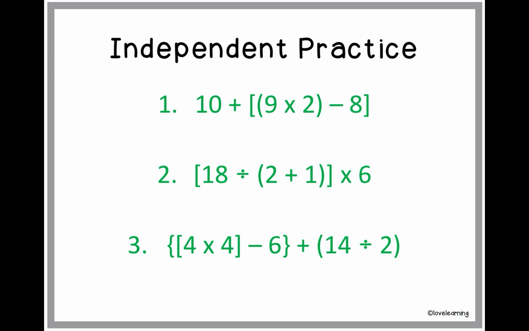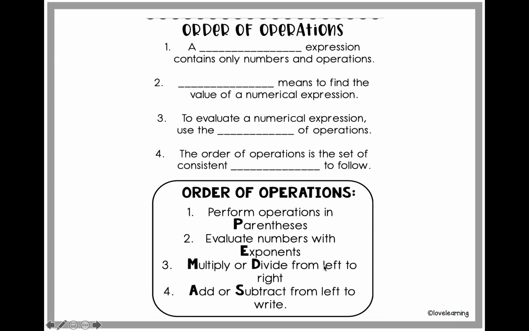9 times 2 is 18. 18 minus 8 is 10, and 10 plus 10 is 20. 2 plus 1 is 3. 18 divided by 3 is 6, and 6 times 6 is 36. All right, down here, I can do this side, and then I can do this side. 16 minus 6 is 10, plus 14 divided by 2 is 7. 10 plus 7 is 17.